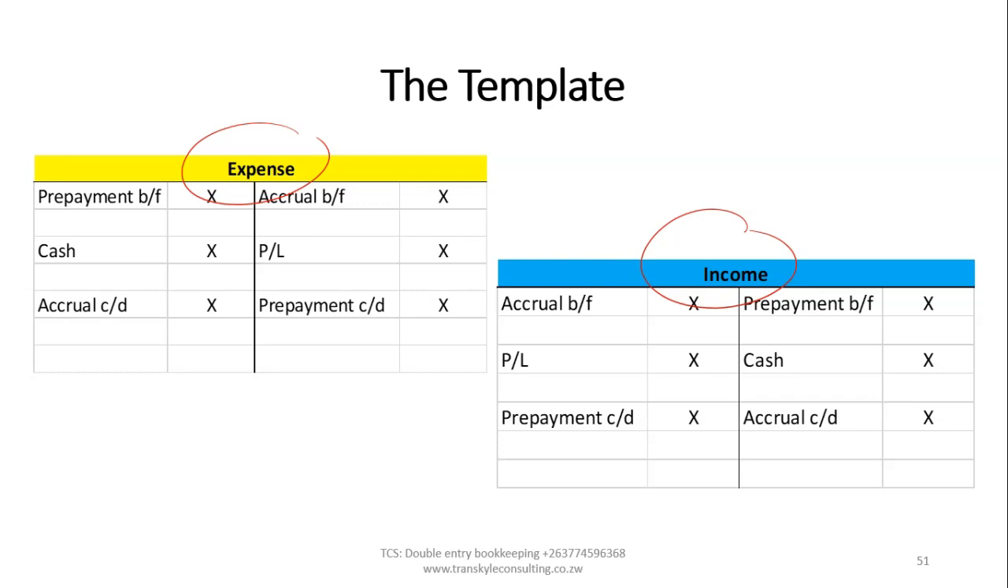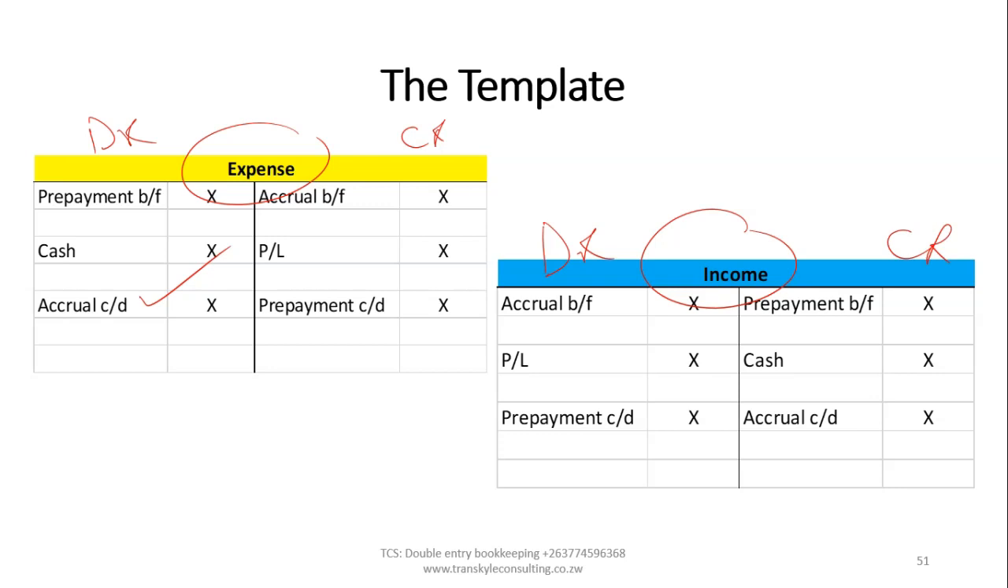So for the expense side, every prepayment that had been paid in the previous period should come as a balance brought forward on the debit side. Then any payment which you made should also increase the expense. And then you have to close your expense with the accrual balance. Remember, this is the debit and this is the credit.